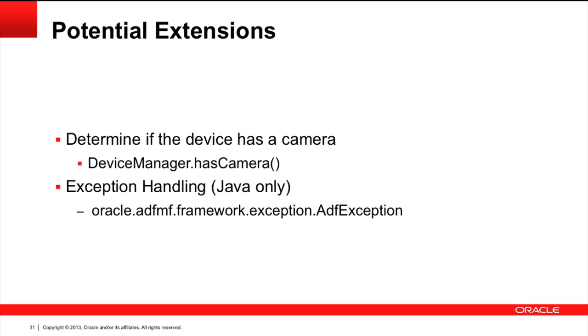Now, what I've shown you there is a very rudimentary POJO example, but in reality, once we're coding at the Java level, there's all sorts of fun things we can do. For example, one of the first things you might want to do, before allowing the user to take a picture, is call the Device Manager hasCamera method to check, hey, does the device actually have a camera? Otherwise, we shouldn't try to take a picture if it's not there.